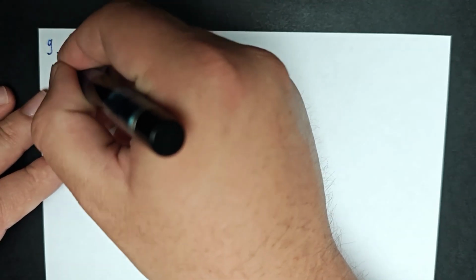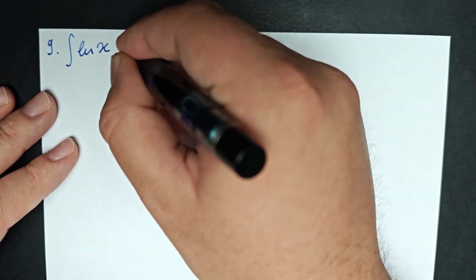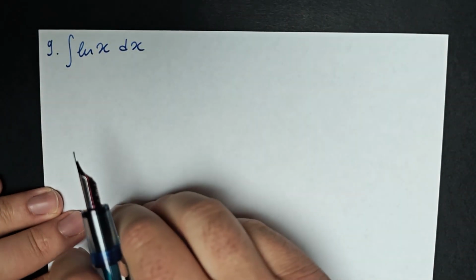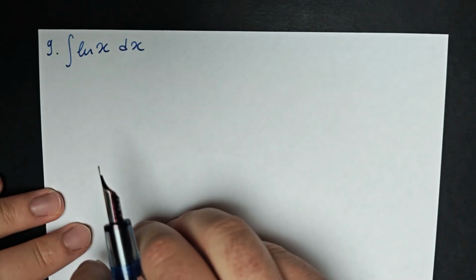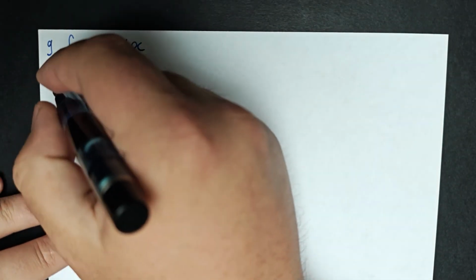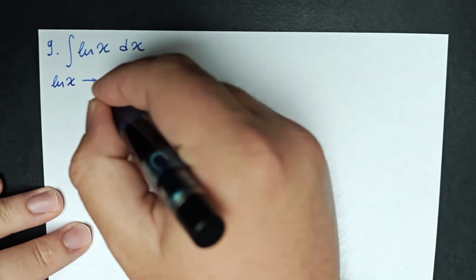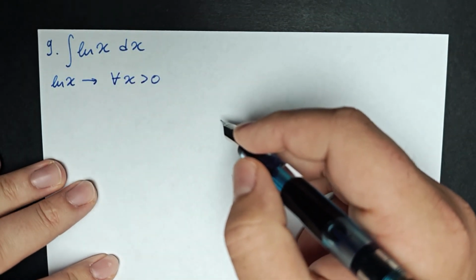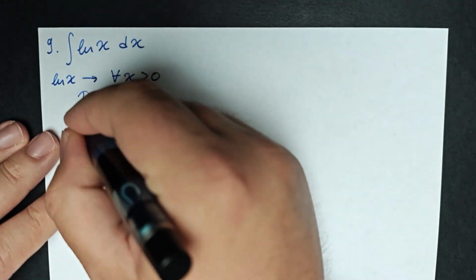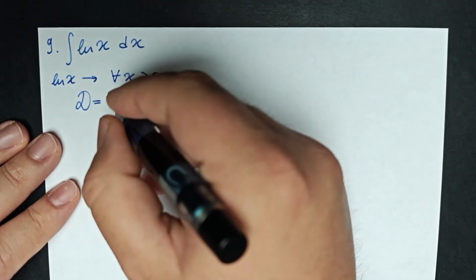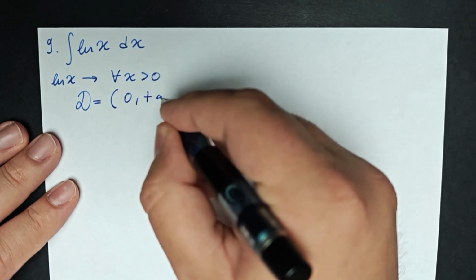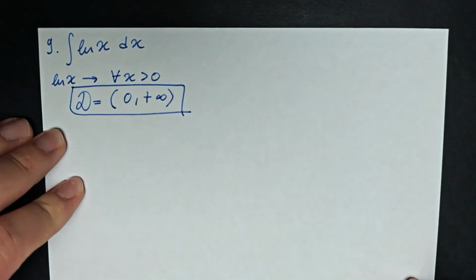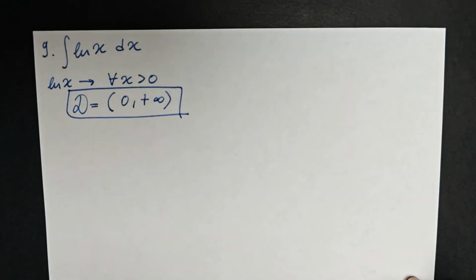Integral number 9 on our list is the integral of ln x dx. Well, always the first thing is to find the area in which the integral is defined. The ln function is defined for all x's which are strictly larger than 0. That means that the area in which our integral is defined is the open set from 0 to positive infinity. Number 0 is not included in that set.